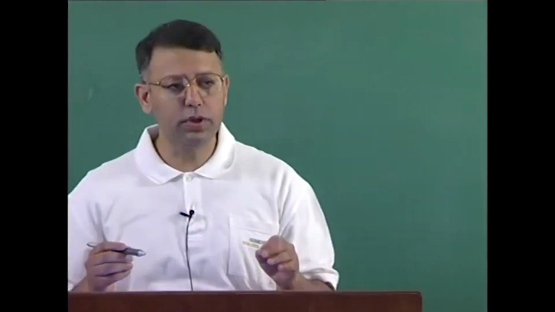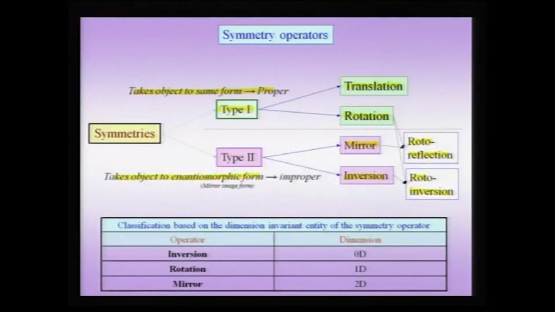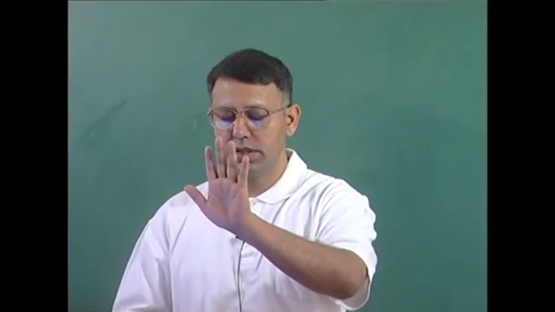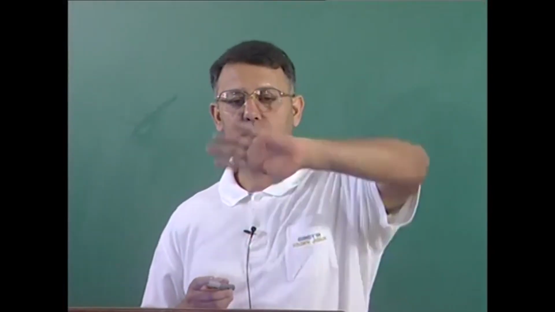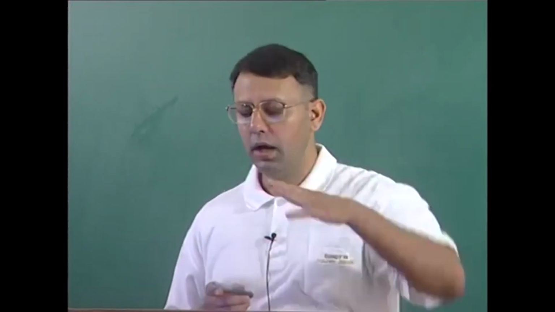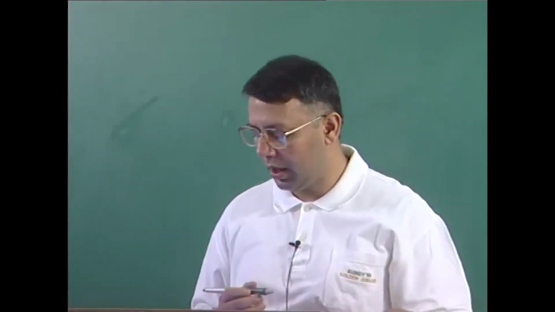So, these are two different kinds of objects, and if you call one the right hand one, the other one is the enantiomorphic form or the left hand one. Therefore, there are symmetry operations like mirrors and inversion which take an object to its mirror form or the enantiomorphic form. So do roto-reflection and roto-inversion, but a mere translation does not. For instance, suppose I just move my hand by a certain distance, such an operation will not take an object to its mirror form. Neither does rotation. Suppose I rotate my hand, I still end up with a left hand and not a right hand.